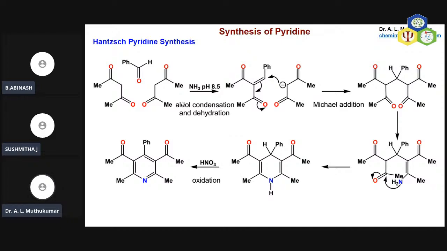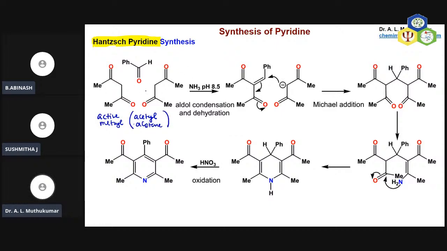One important synthesis of pyridine is the Hantzsch pyridine synthesis. It's a well-known reaction, and it is very important both in the case of CSIR as well as in the GATE examination. Okay, so you have to take 2 moles of this active methylene compound. This is an active methylene species. The name of the compound is acetylacetone. You have to take 2 moles of this acetylacetone.